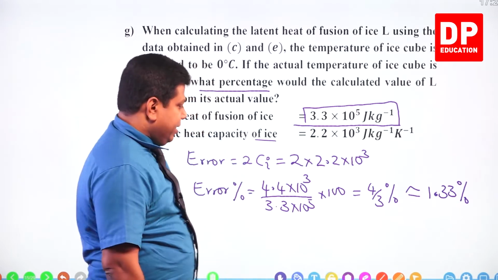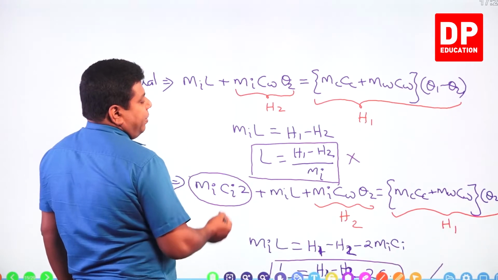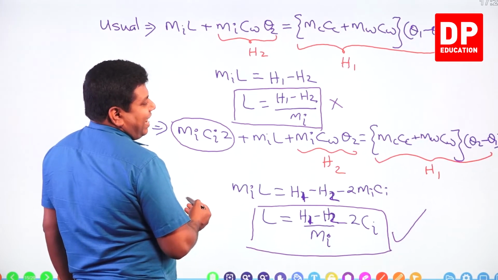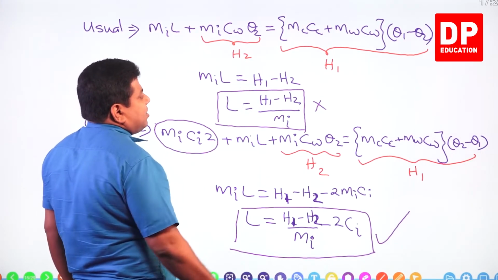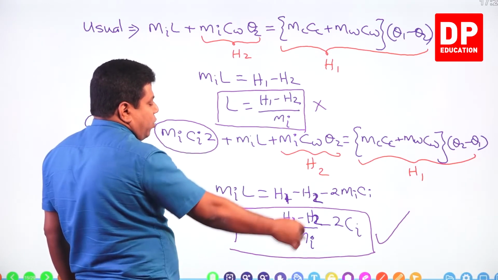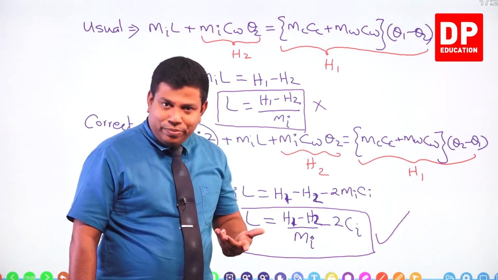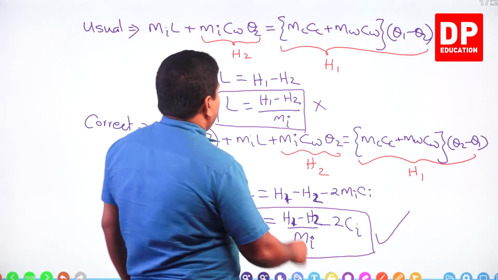Right. I did a rough analysis here to find out how the error is building up. So I didn't put any actual values, I just used the notations itself, and I found out an incorrect value, correct value, and found that the error is 2CI. Found the percentage of that. Clear? So the answer would be 4 by 3.